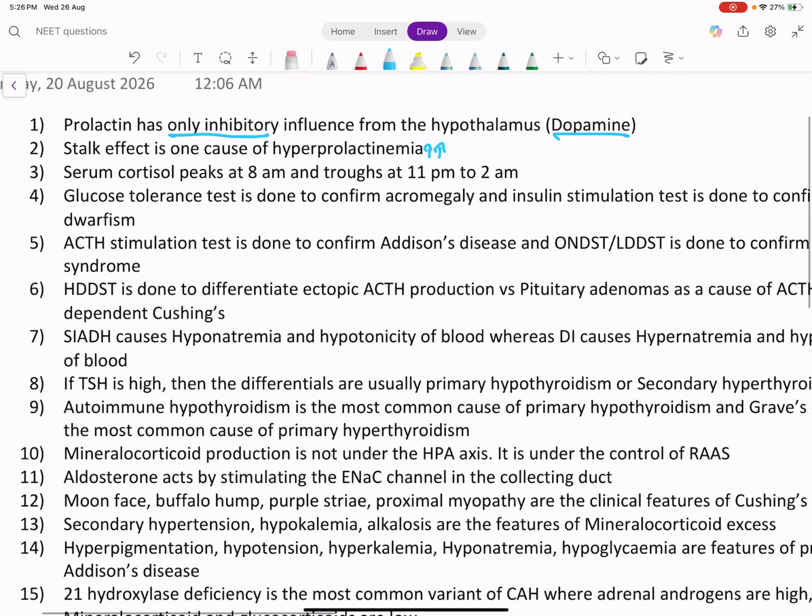And about the diurnal variation of hormones, serum cortisol peaks at 8 a.m. in the morning and troughs at 11 p.m. to 2 a.m. that is in the night.